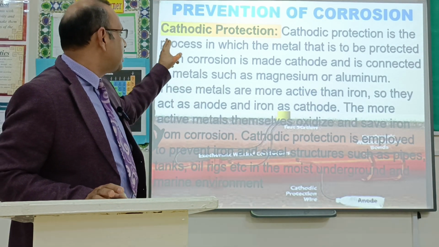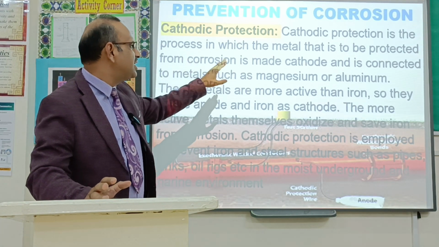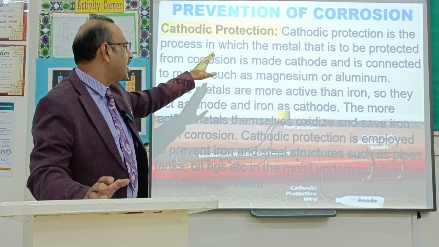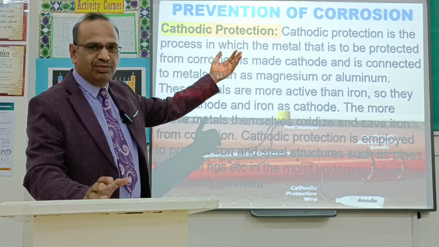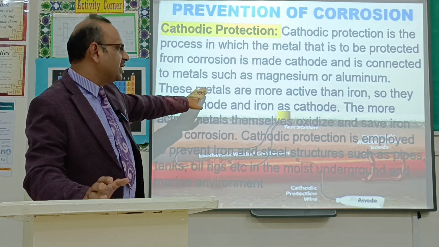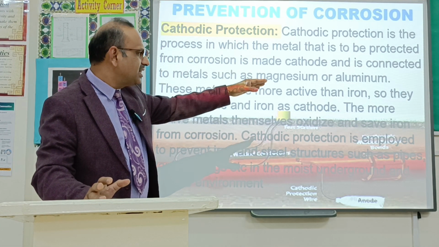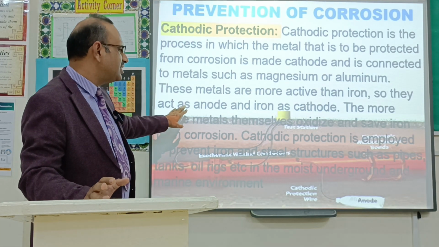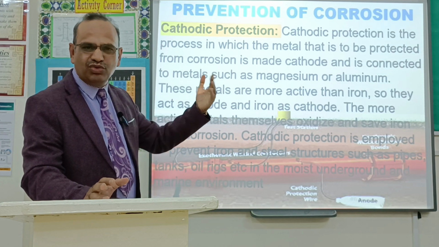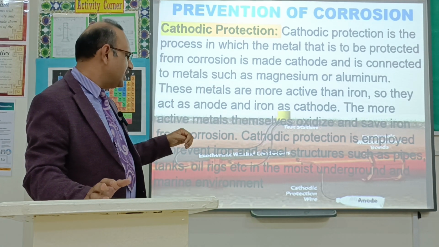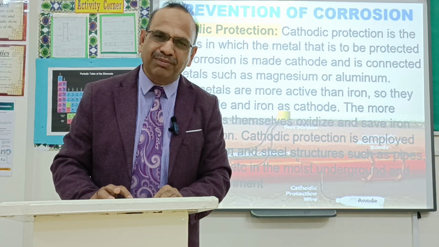Last, another method, that is cathodic protection. Cathodic protection is the process in which the metal to be protected from corrosion is made the cathode and is connected to a metal such as magnesium or aluminum that is more reactive. In this way, that active metal will corrode or rust and the iron will be saved. It means that the more reactive metal sacrifices itself for the metal which we want to save. Due to that, it is also called sacrificial corrosion, and it is also one method to save other materials.